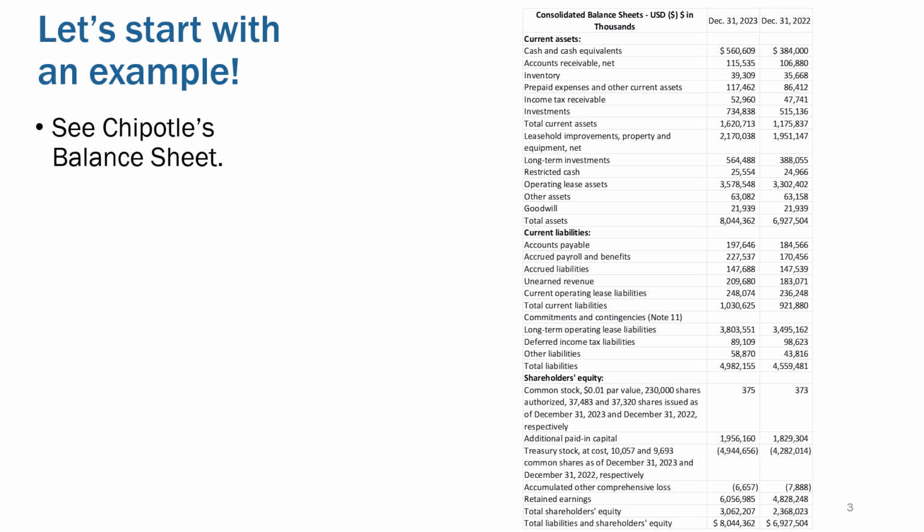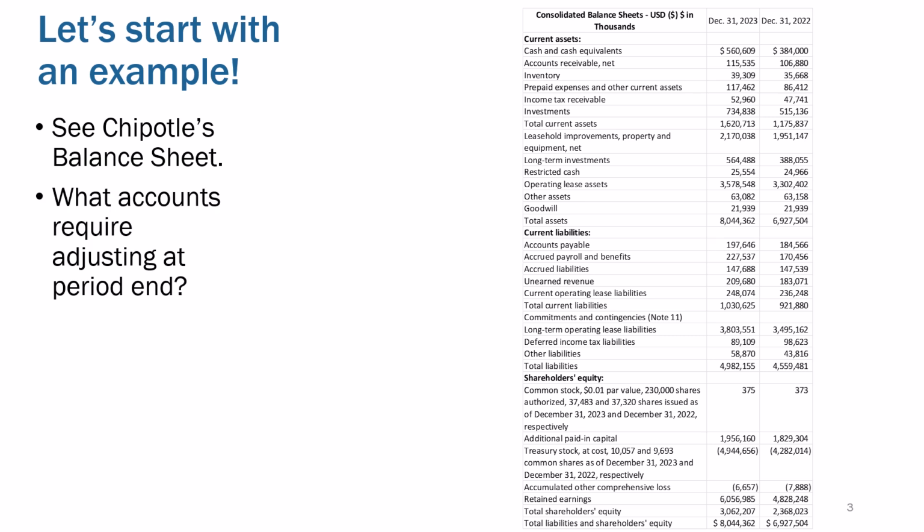This is Chipotle's balance sheet. Off to the right, Chipotle, as you can see, uses a calendar year end, December 31st, 2023. These amounts are in thousands, so Chipotle has $560 million of cash, as an example. And as we look at that, we're trying to understand which accounts require adjusting at the end of the period, where we need to look at them to figure out if we need to update revenue or expense items.